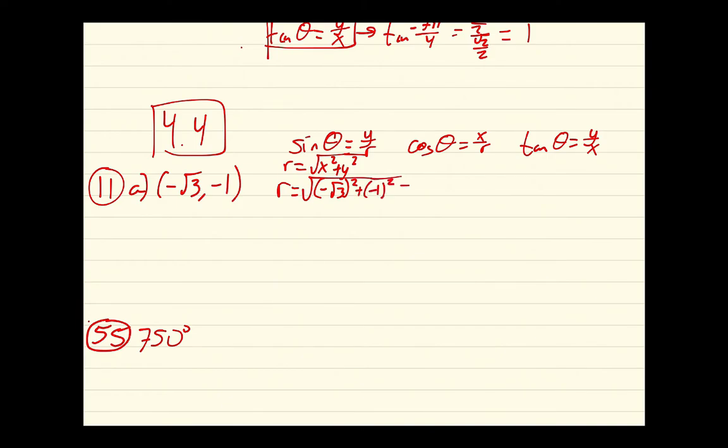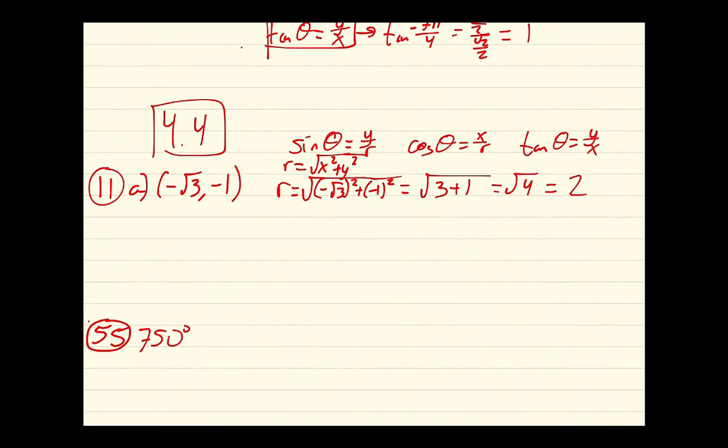Now, negative root 3 squared is just 3. The negative gets canceled out because it's a negative times a negative, and the square root also gets canceled out because it's the square root squared. The negative 1 squared is plus 1. And so we end up with the square root of 4. Since this is the distance, the square root of 4 is just going to be 2.